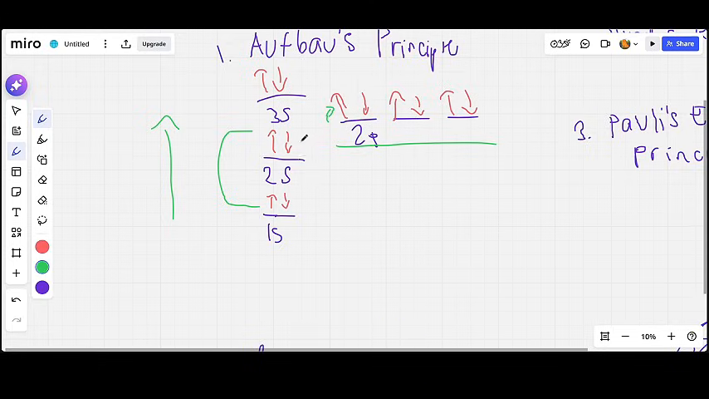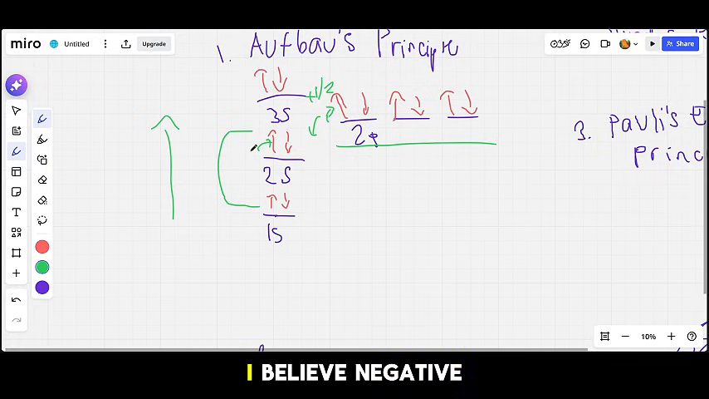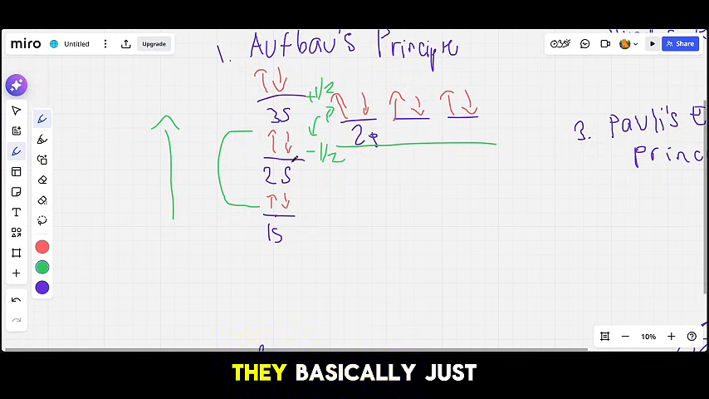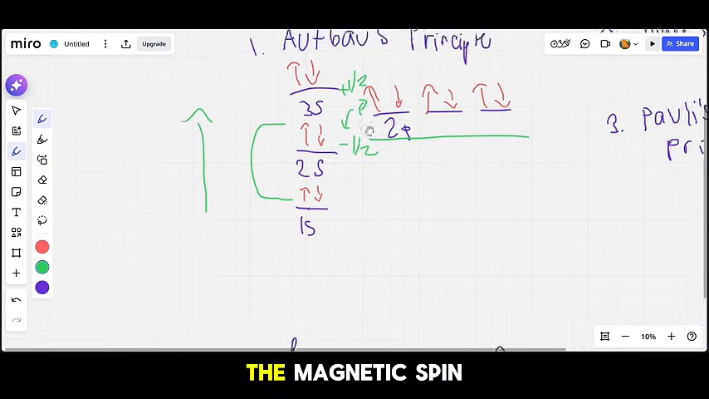If you have an up arrow, this is a positive 1/2. But if you go down, this would be, I believe, negative one half. So they basically just vary. If you go down here, they have negative one half of electron spin. It basically just varies with the energy levels as it goes down and up. So that is what we're talking about when we're talking about the magnetic spin.